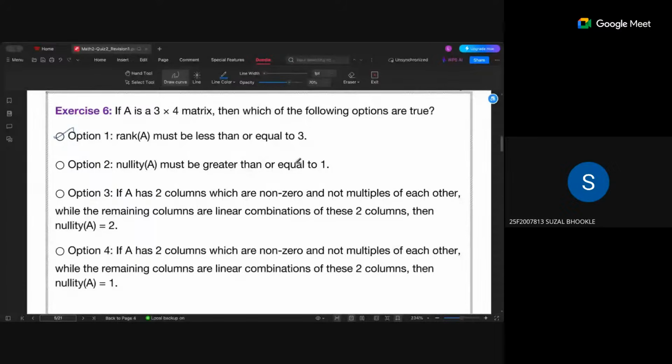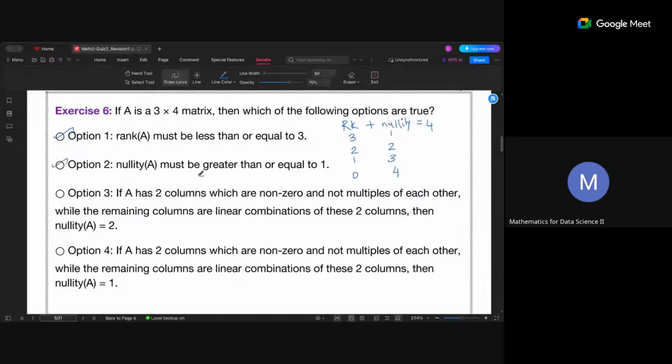Nullity of A must be greater than or equal to 1. Yes, ma'am. Because here rank plus nullity is equal to what? 4, the number of columns. Maximum possible rank is 3. So it can be 3, 2, 1, or it can be 0 also, because they have not mentioned whether it is a non-zero matrix or a 0 matrix. So correspondingly, the nullities are 1, 2, 3, and 4. So the nullity must be greater than or equal to 1. Okay, so this is fine.